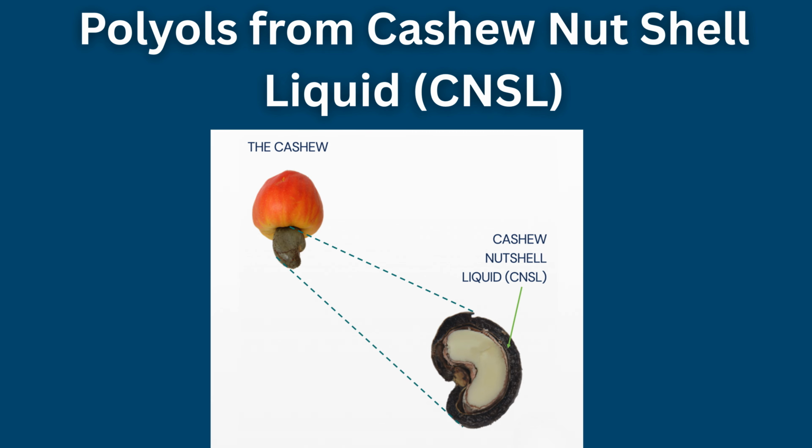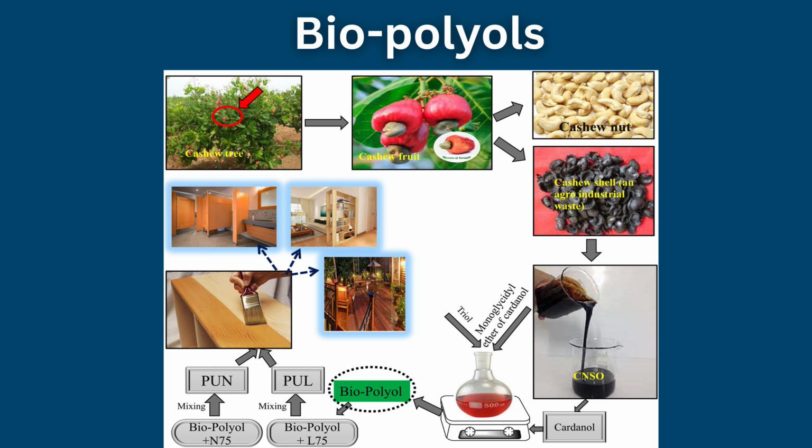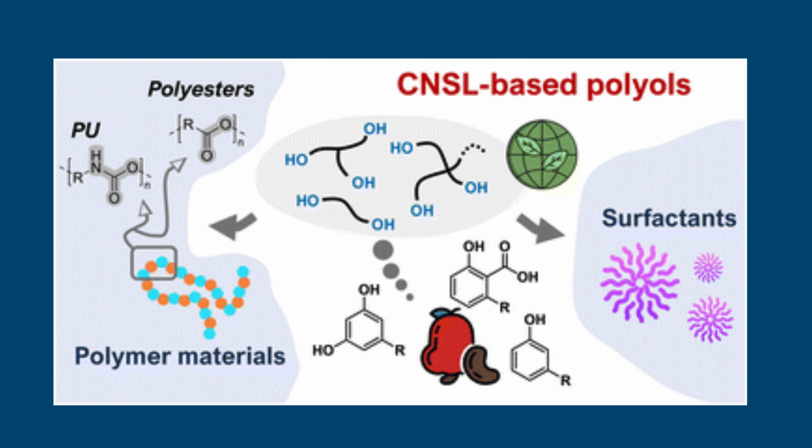CNSL is obtained as a byproduct of cashew nut processing and represents a low-cost, abundant, and non-edible biomass. Its utilization aligns strongly with circular economy principles by valorizing agricultural waste streams into high-value chemical intermediates. One of the most promising applications of CNSL lies in the synthesis of polyols, which serve as essential building blocks for a wide range of polymeric materials, including polyurethanes, polyesters, coatings, adhesives, and surfactants.